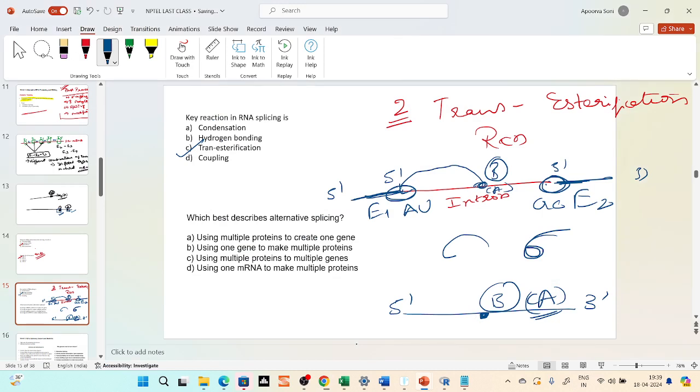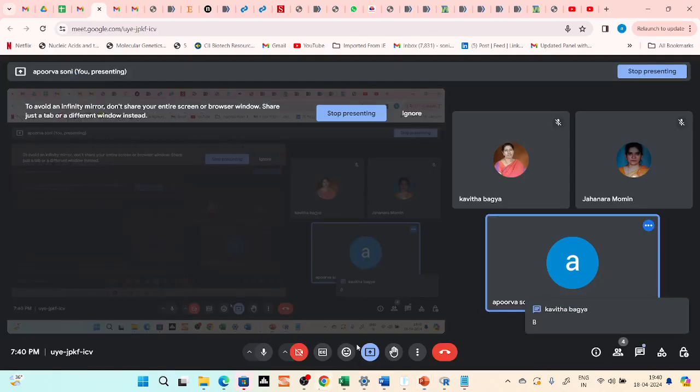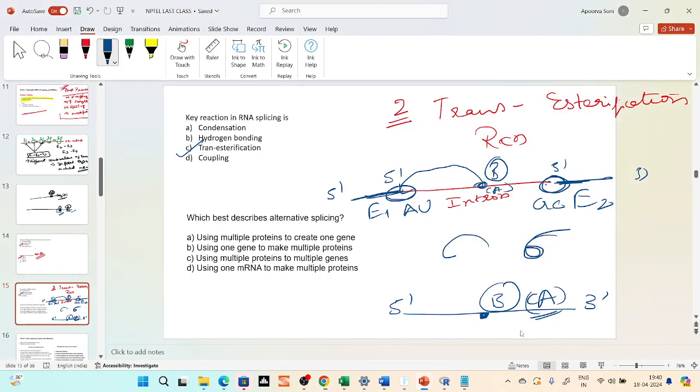Fine. Now, which best describes alternative splicing? Using multiple proteins to create one gene? Using one gene to make multiple proteins? Using multiple proteins to make multiple genes? Using one mRNA to make multiple proteins? Can you answer this question? Think. B. Okay. Using one gene to make multiple proteins.